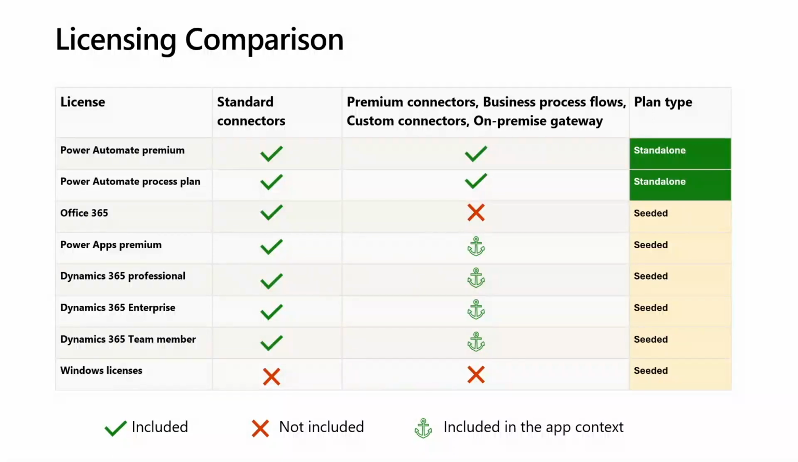Let's compare the connectors use rights included in different plans. We can divide the PA licenses into two categories: standalone plans and seeded plans. Standalone plans include Power Automate Premium, Power Automate Process, Legacy Power Automate per user, and per flow plans. With standalone plans, you have access to both standard and premium connectors. Let's look at the seeded plans now. With Office 365, you have access to only standard connectors.